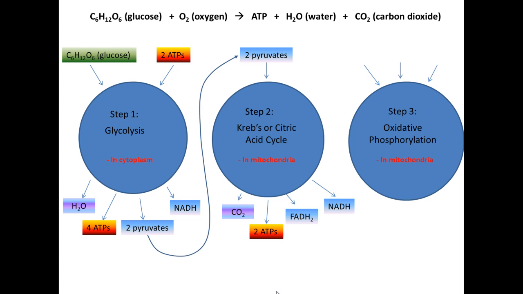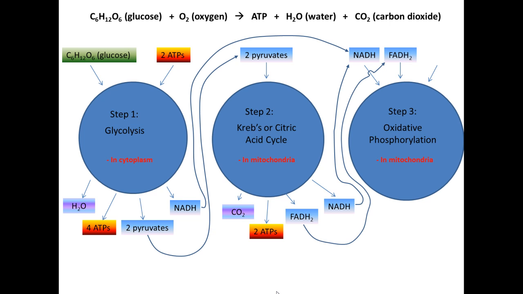Now we go to oxidative phosphorylation, step 3. This is going to have inputs and outputs. Inputs: NADH. NADH is going to come from both step 1 and step 2. FADH2 is going to come from the citric acid cycle. And oxygen. We have 2 outputs for oxidative phosphorylation: 34 to 36 ATPs, and water.